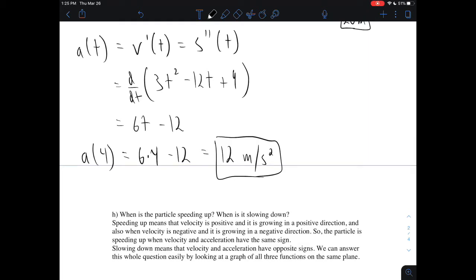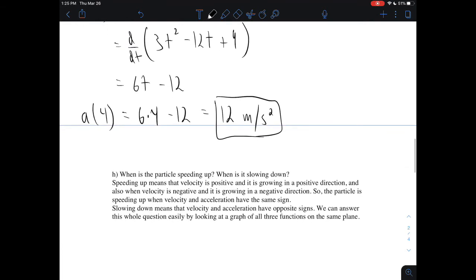So now let's focus on this acceleration function. Part H. When is the particle speeding up? When is it slowing down? So as some descriptions, speeding up means that velocity is positive and it is growing in a positive direction. And also, speeding up means when velocity is negative and it is growing in a negative direction. So the particle is speeding up when velocity and acceleration have the same sign. On the other hand, slowing down means that velocity and acceleration have opposite signs.